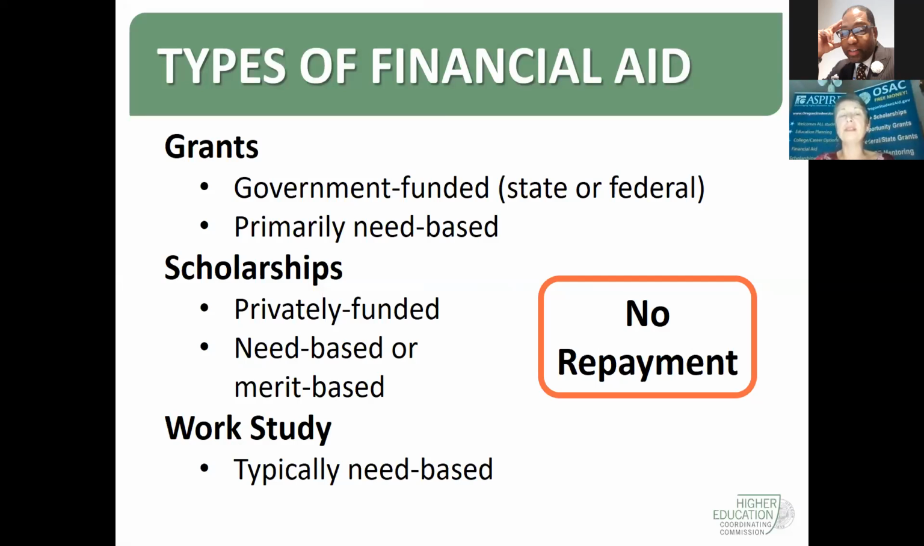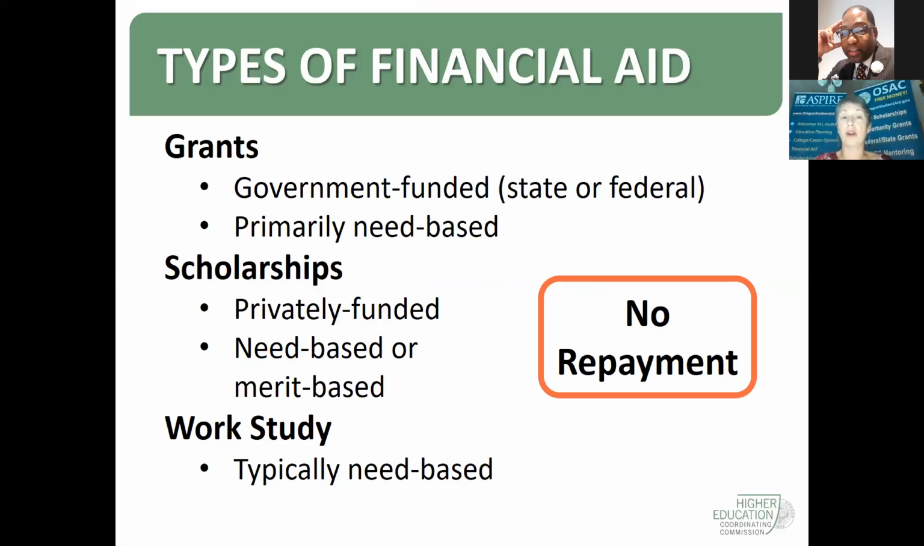We start with the good kind first, because these don't have to be paid back. So you really want to focus on grants, scholarships, and work study when you're looking for financial aid. Grants are usually government funded. So you have the Pell Grant, that is the federal grant. You have the Oregon Opportunity Grant and the Oregon Promise Grant that are state funded. Most of the grants are need-based, so they're for low-income students.